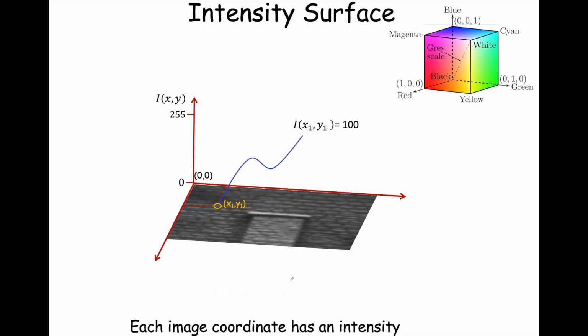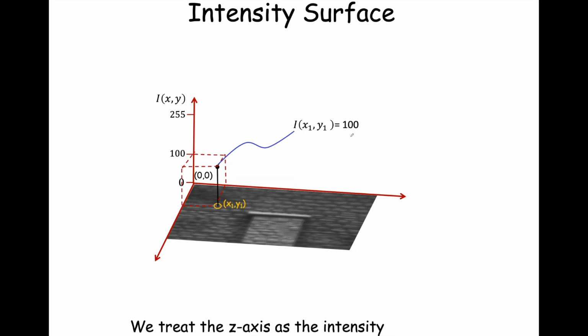At the pixel at location x1, y1 in image coordinates, we have an intensity surface level of 100. Let's take this intensity level of 100 and project that onto the so-called intensity axis, that's this z-axis here, the height of which represents the amount of intensity we find at image coordinates x1, y1. I'm going to depict that by drawing this spike here, and the height of this spike is the intensity level of this intensity function at image coordinates x1, y1.